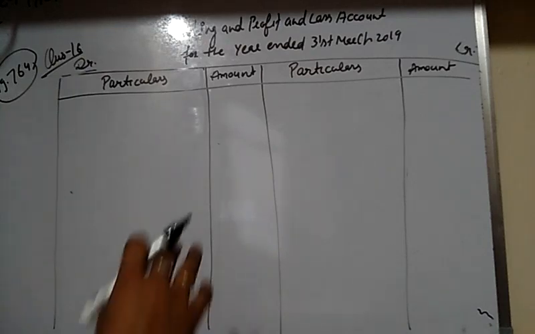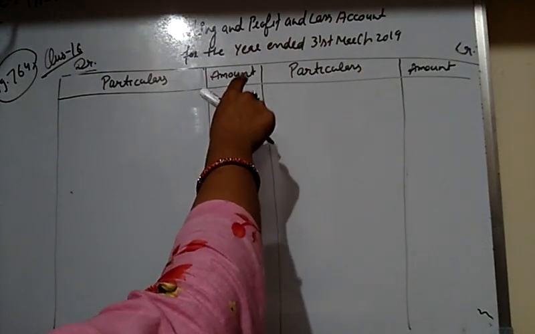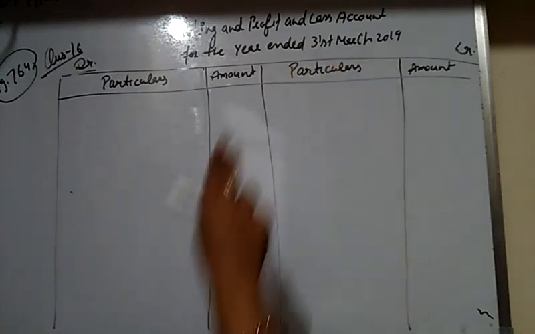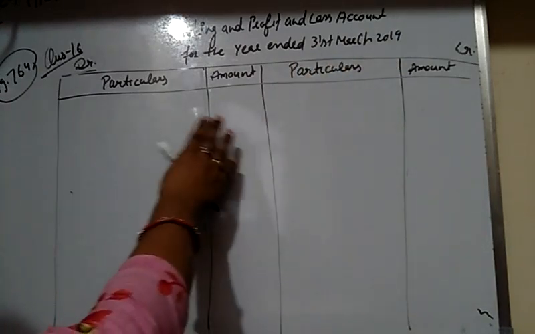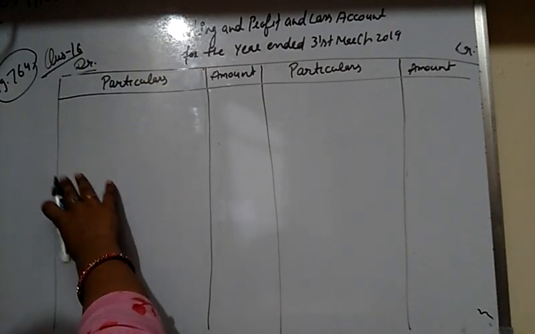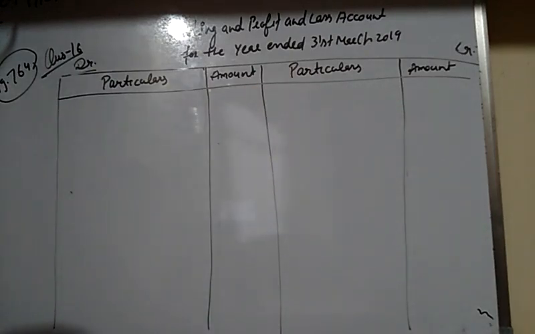First of all, we have to prepare the trading and profit and loss account. I have already prepared the pro forma of the trading and profit and loss account. On the head we write Trading and Profit and Loss Account for the year ended 31st March 2019. Particulars, amount; the left hand side is the debit side and the right hand side is the credit side. In the trading account, first we write the opening stock.